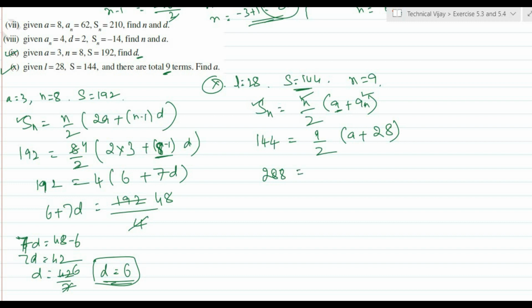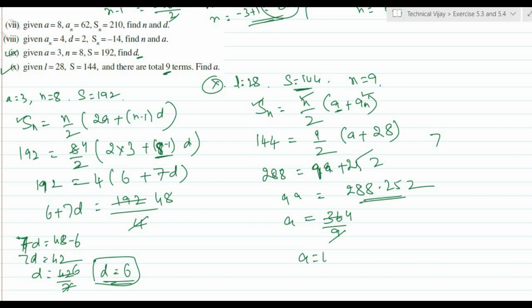So 288 = 9a + 28 into 9, which is 252. This is 9a. So 9a = 288 − 252, so a = 36 divided by 9. 9 4s are 36. So a = 4. So this is the solution.